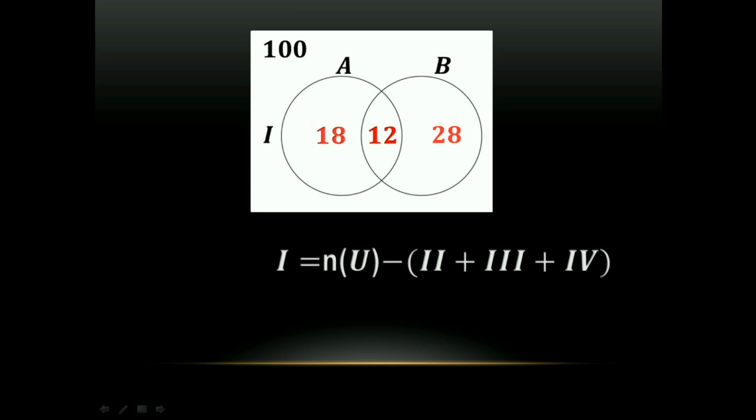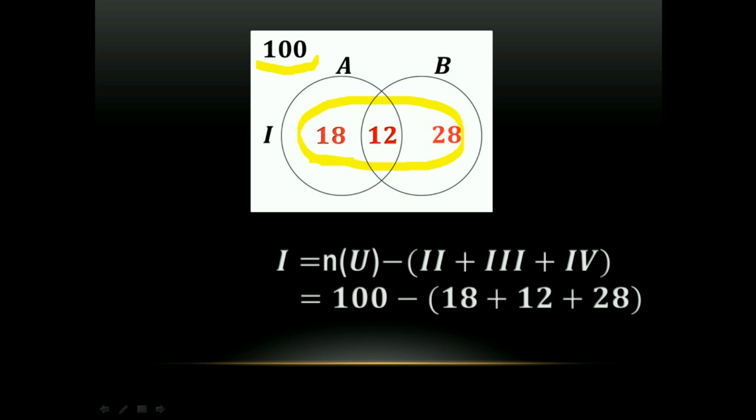For the last region, which is region 1, we just have to add all the elements inside the circles, which are 18, 12, and 28, and subtract it from the universal set, which is 100. So 100 minus the sum of 18 plus 12 plus 28, so 100 minus 58, the total should be 42. Therefore, this region should be 42. Okay, that is very easy. Now let's try solving example 2.